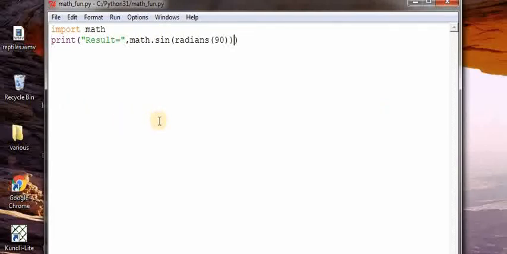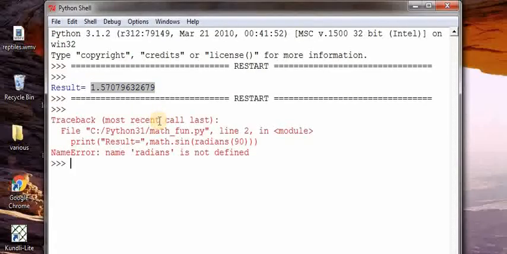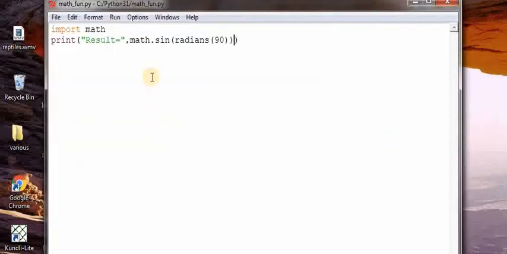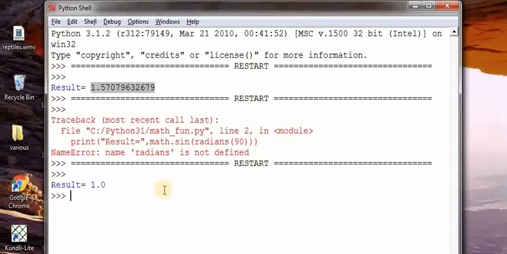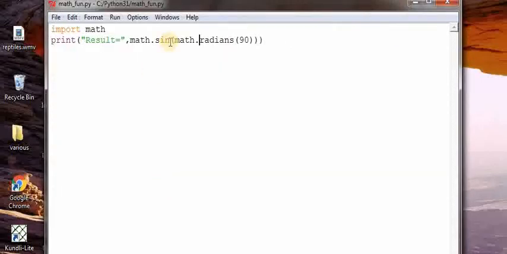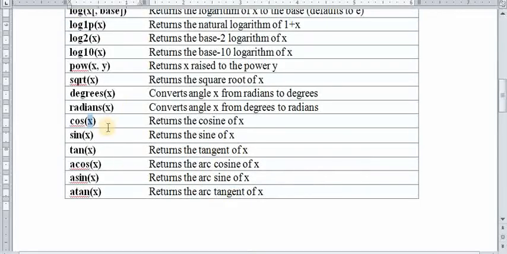Okay, so what is the rule? Math dot sine. Sorry, because we are using a function, that's why you have to use the math dot operator. What is the value of sine 90? Obviously it is 1. You know very well sine 90 is 1, but the 90 is in degree. So that's why you have to first convert it into radians. Okay. So you can use all these trigonometrical functions like this.